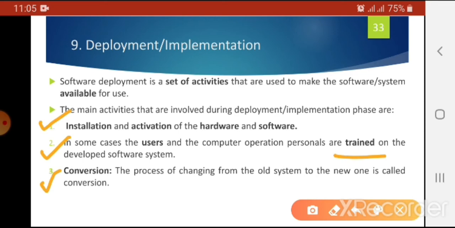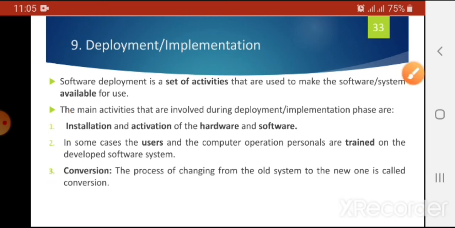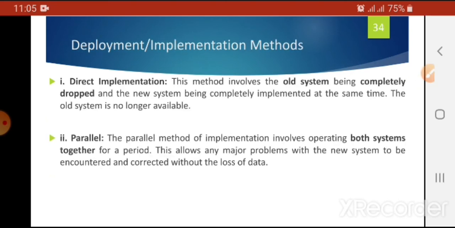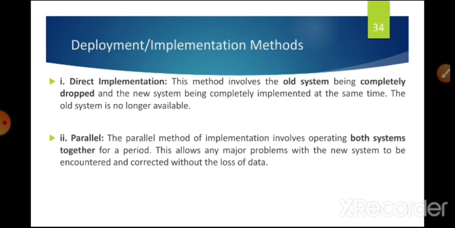In other words, we can simply say the process of delivering the system or the software to the customer is known as deployment or implementation. The deployment or implementation is done with various techniques. There are usually 4 techniques of deployment and implementation, and these are: number 1, direct implementation.